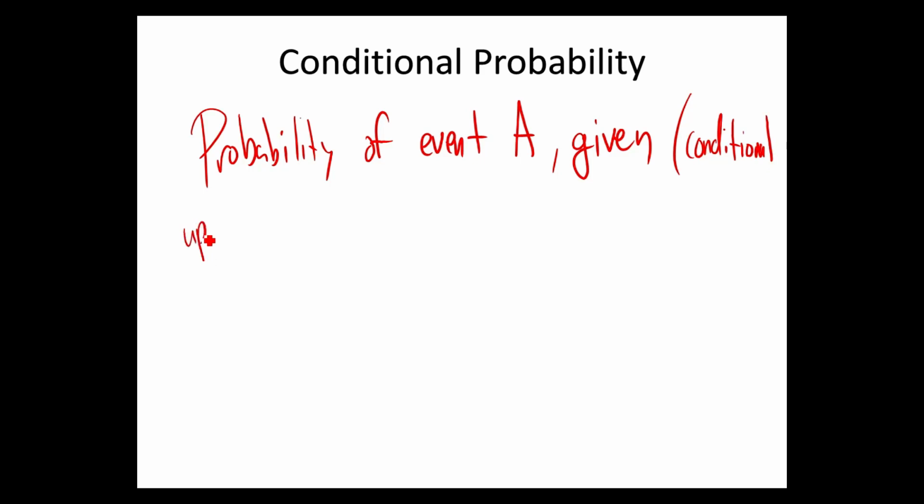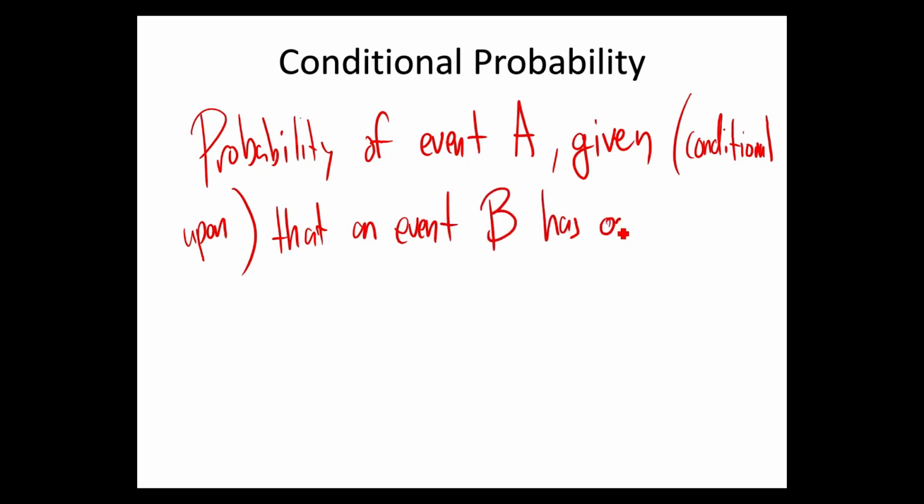Conditional upon, right? So that's why we call it conditional probability. It's the probability of event A given that an event B has occurred. So the probability of something given something, right?